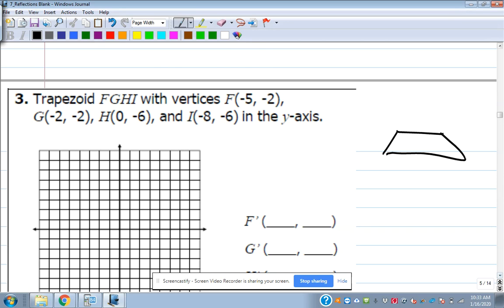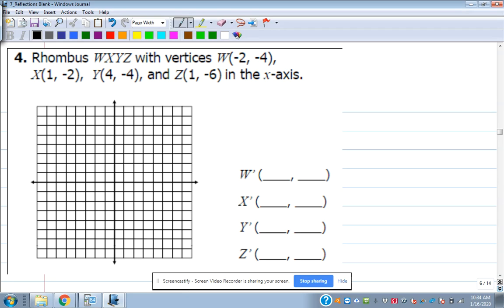Okay. Number 4 is a rhombus, which you may or may not know what a rhombus is. Anybody know what a rhombus is? Kinda, yeah. Describe a rhombus to me. Like, what really is a rhombus? What makes it a rhombus other than a square? It's a square. What do we know about squares? All the sides are the same, right?